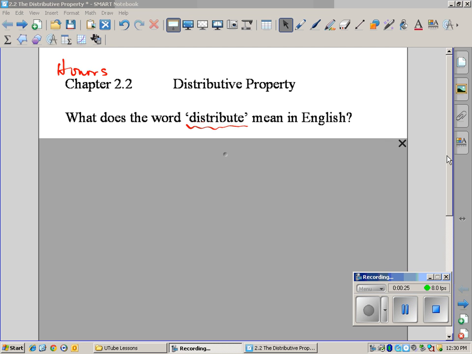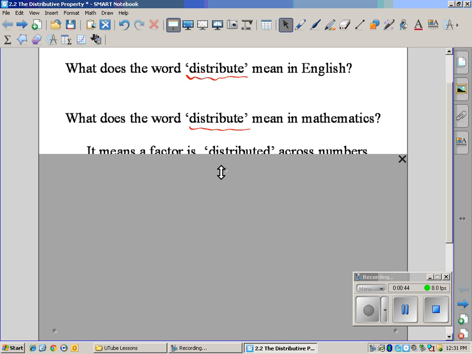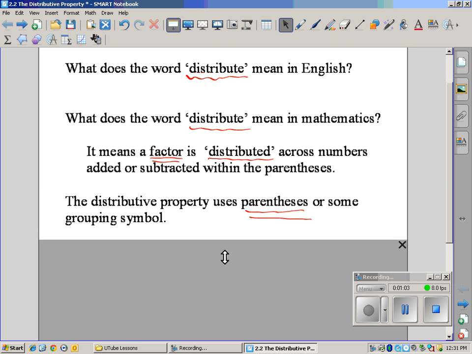We're talking about section 2.2, the distributive property. It's another property. We talked about associative and commutative, and now we're talking about distributive. Distribute in English means to pass out or to hand out or to give everybody an equal amount. In math, distribute means the same thing. It has to do with distributing, or multiplying, a factor to each term that's inside some parentheses. So we've got multiplication going on when we have distribution, and we're going to do some examples.